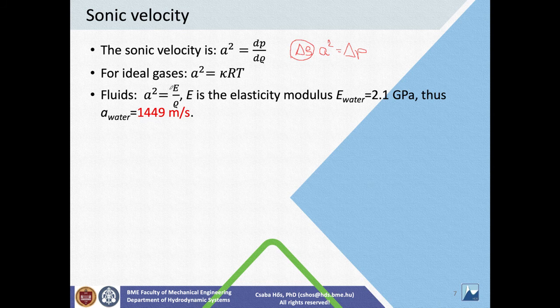For ideal gases, the sonic velocity is square root of kappa RT. For fluids, it's square root of E over rho, just like for solids, where E is the elasticity modulus. For water, it happens to be 2.1 gigapascals. And thus, if you plug this number into this number and rho is 1000 for water, you will see that the sonic velocity in water is about 1400 meters per second.